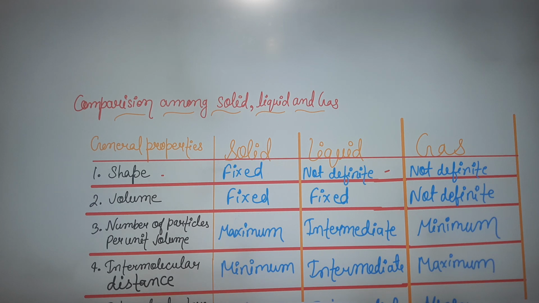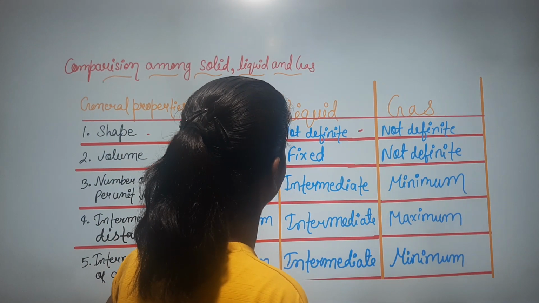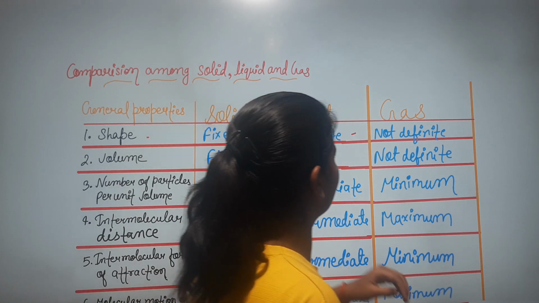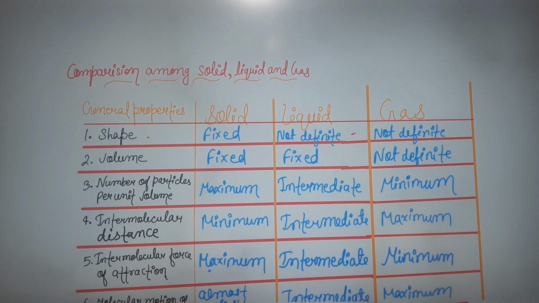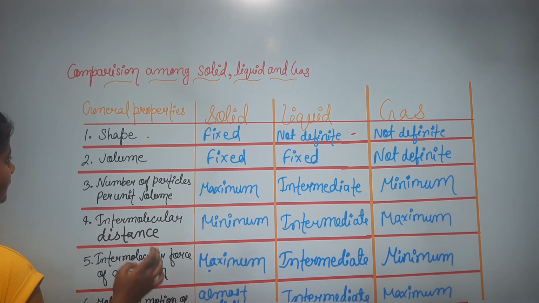If we put liquid in a different container, it takes that shape. That's why it is not definite. And gas shape is also not definite, not fixed.